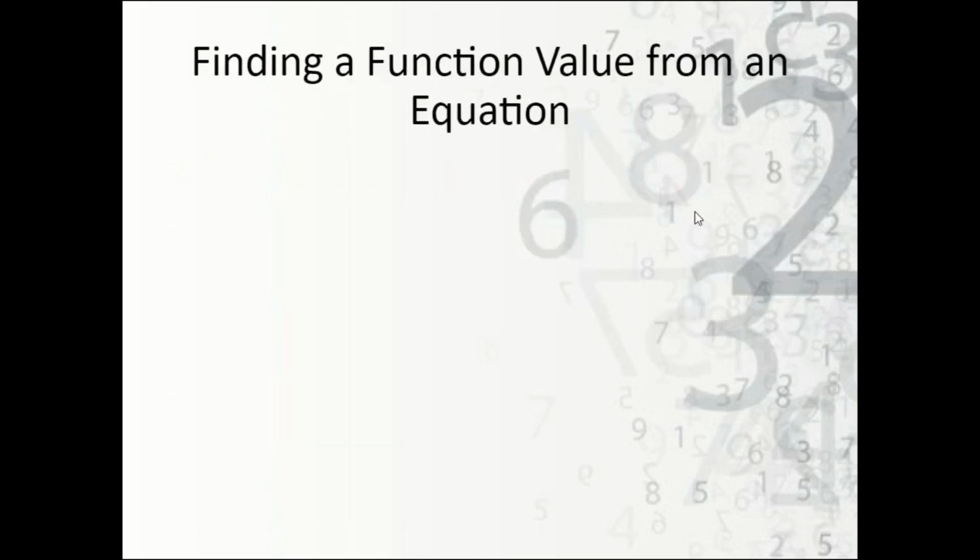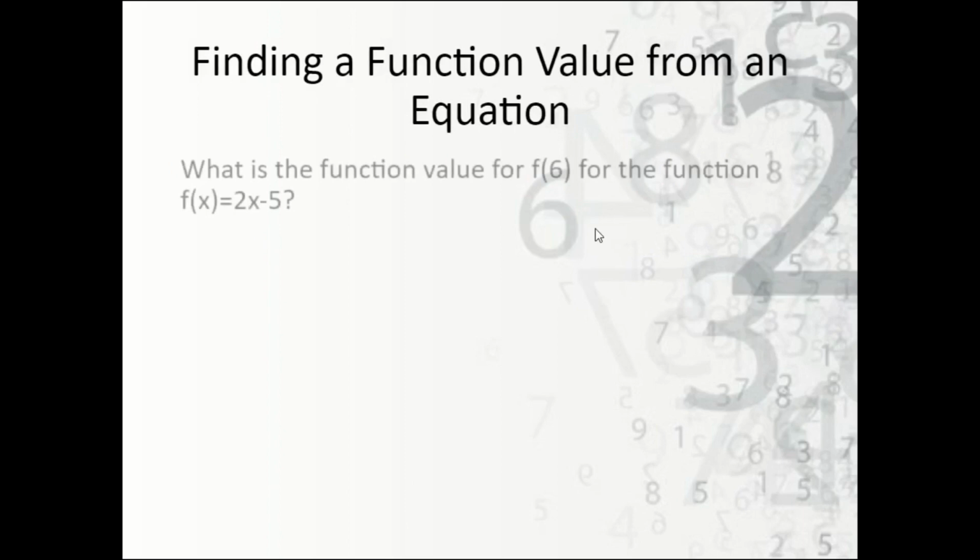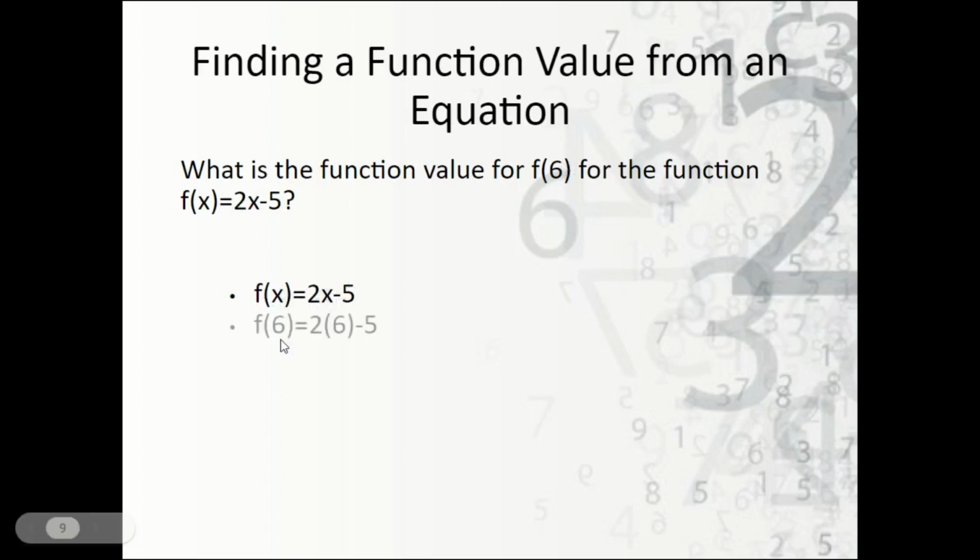Now, how do we find a function value from an actual equation? So it says, what is the function value for f of 6 for the function f of x is equal to 2x minus 5? So what we're going to do is take f of x equals 2x minus 5, and plug 6 in for x. So it goes here and here. So f of 6 is equal to 2 times 6 minus 5. Well, 2 times 6 is 12. 12 minus 5 is 7. So the function value for f of 6 is 7.